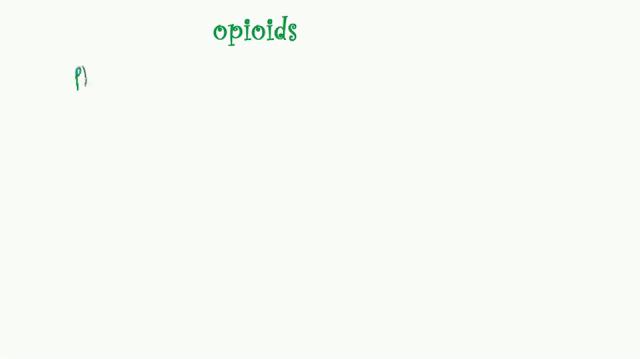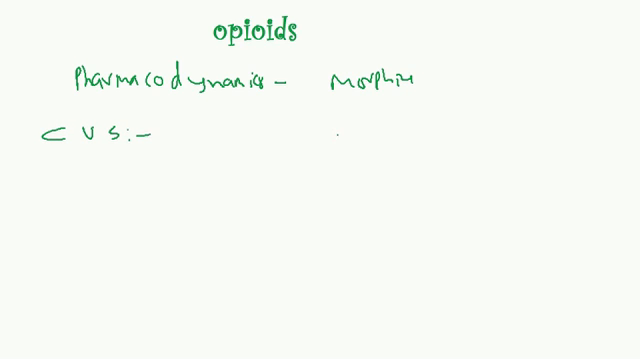We will discuss the pharmacodynamics of opioids, with the prototype drug being morphine. First we will discuss the cardiovascular system. It causes hypotension.